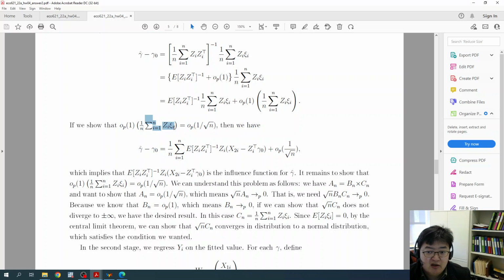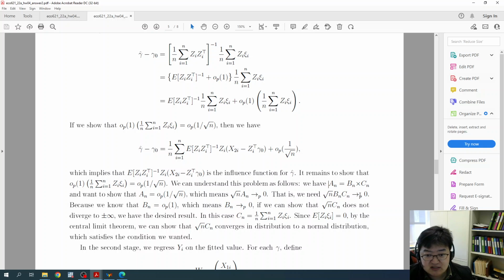So bounded in probability and converge to 0 in probability, combined converges in probability. So something like this. What we want to do here is suppose that a_n is b_n times c_n. These are random variables depending on n, and we want to show that the multiplication converges to 0 in probability faster than 1 over square root n. That means even if you multiply square root n, it has to converge to 0.